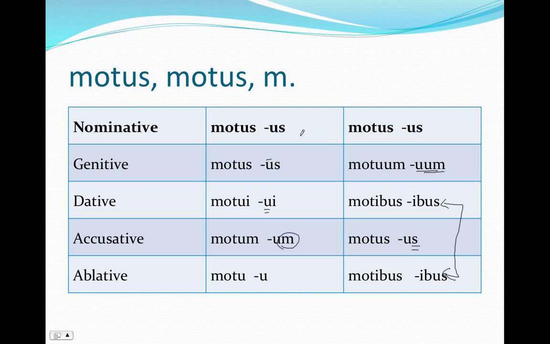And then, like you did with the first three declensions, make sure you memorize. So motus, motus, motui, motum, motu, motus, motuum, motibus, motus, motibus. Now, this is the pattern that you'll find for both masculine and feminine fourth declension nouns. So masculine and feminine, just like the third declension, decline identically.